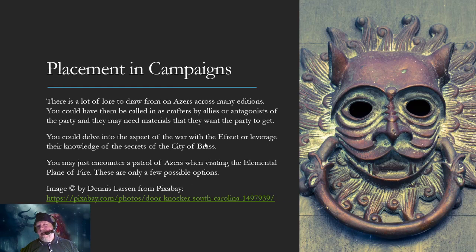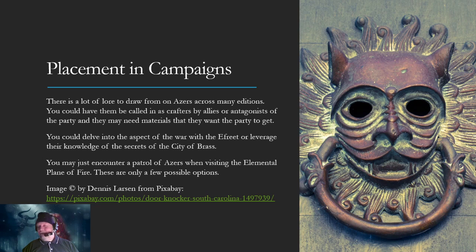All right, and now where would you place these guys in a campaign? Okay, so you want to use mephits, or I'm sorry, you want to use Azers. You know that they're probably going to be geared towards a low-level party, unless you just have a whole mess of Azer.